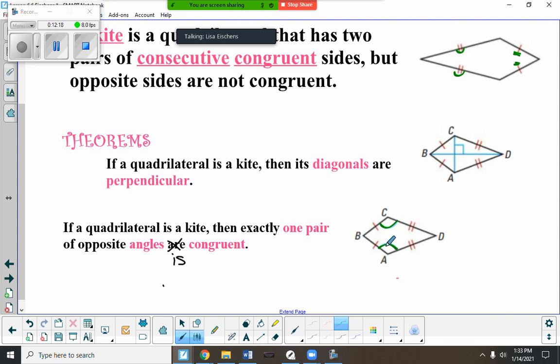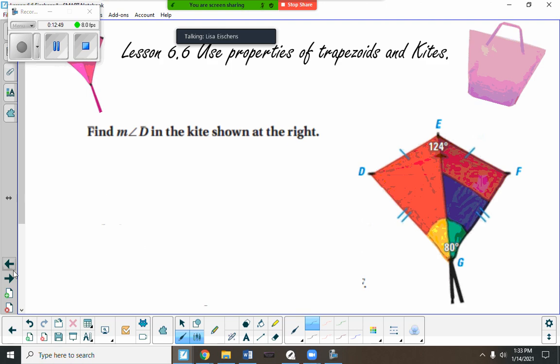Now another one, kites are fun. Another theorem, and it's not written here, but it's true, is that these other angles here get bisected. And the reason for that can be proven by using, let's see, HL to show that you have congruent triangles. And then you would know corresponding parts are congruent. All right, let's do some problems with this.